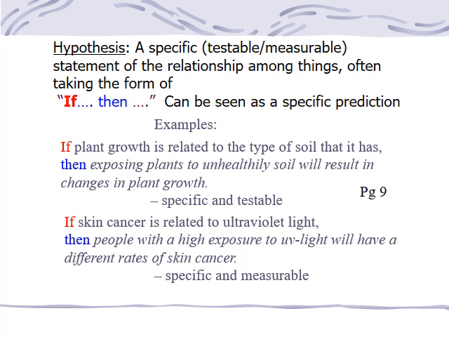Another example: if skin cancer is related to ultraviolet light, UV light, then people with a high exposure to UV light will have different rates of skin cancer. Again, very specific, and you can measure that. So it can be testable or measurable, either way it works.